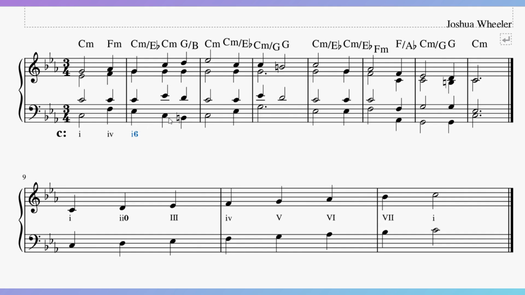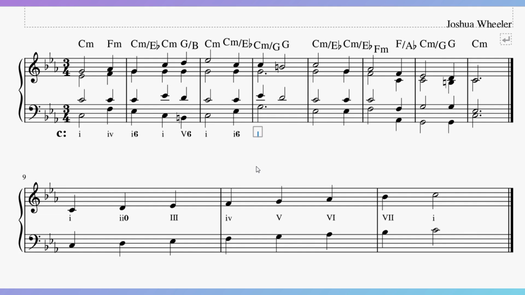Then as I move on, my next chord is once again just C minor, so that's my 1 chord. Now G over B. So this is going to be my major 5 chord. And again, the third of my chord is in the bass, so this is a 5/6 chord. C minor, just a regular minor 1 chord. C minor over E flat, we talked about this one before as well. This is my 1/6 chord.